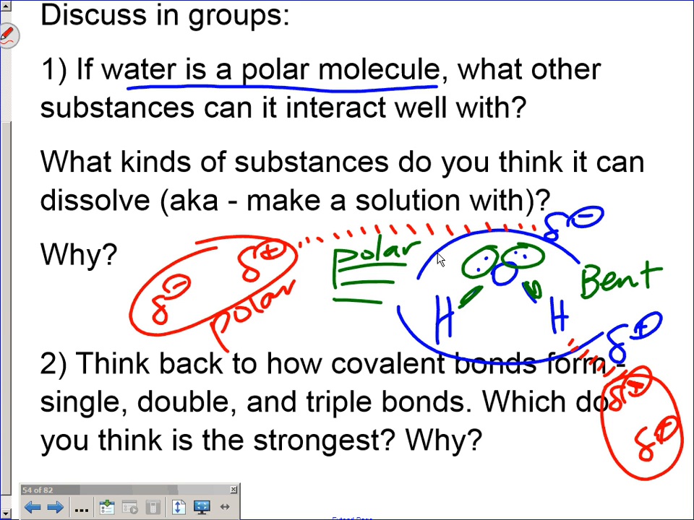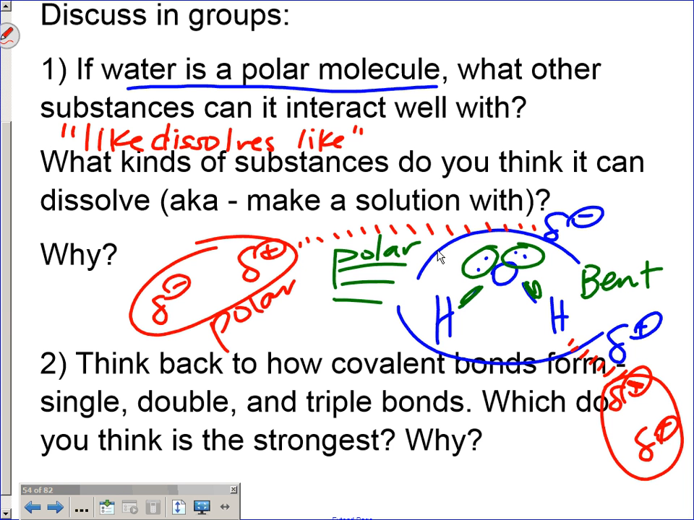Would a non-polar molecule interact well with water? Is there any attraction to it at all? Not really. And so what we say, and I think we did mention this probably last week, we say like dissolves like. And so what do I mean by that? Can you just put that into words?